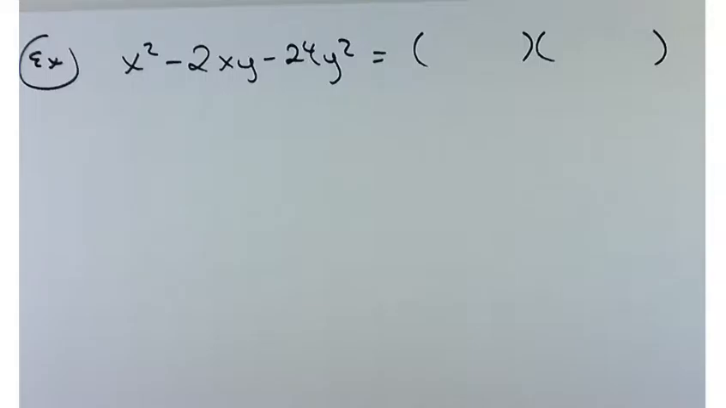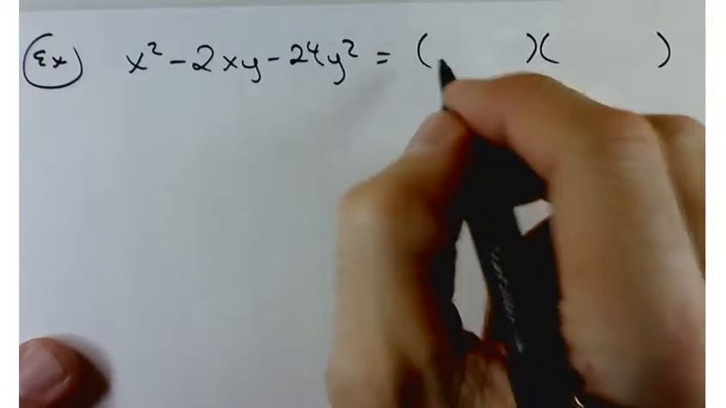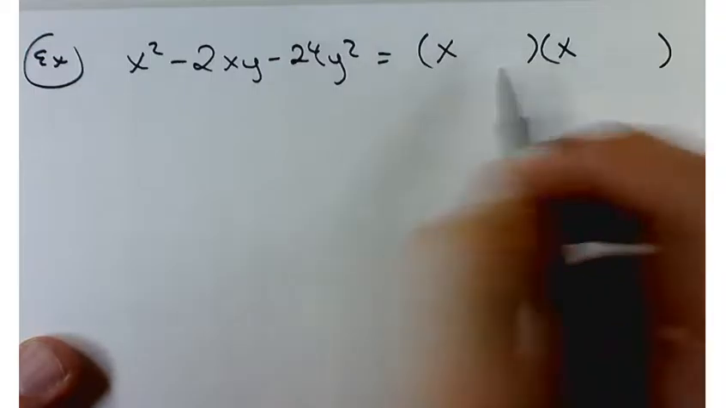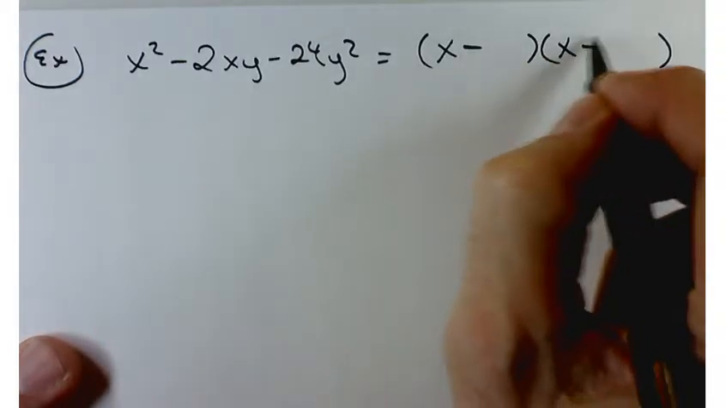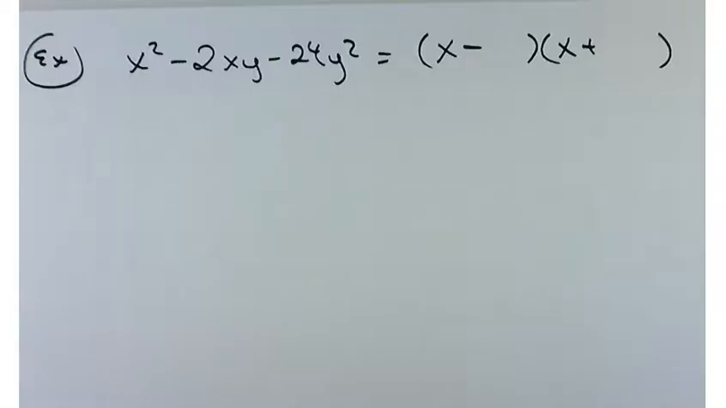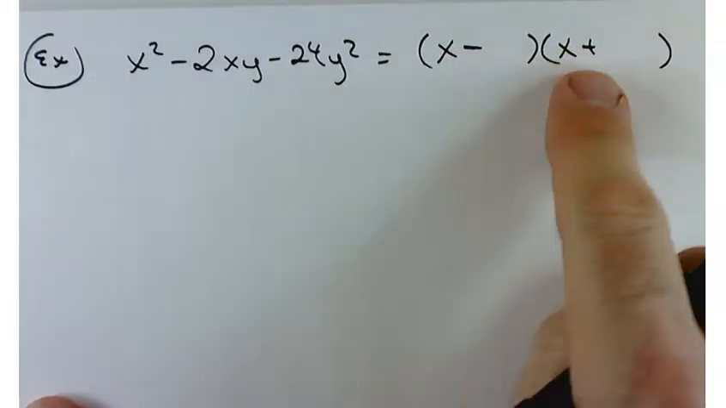Mariana, what should I start out with? What goes up front here? An X and an X. How about the signs involved? What 2 signs should I use? Good, a negative and positive. This last term is negative. The only way you're going to get a negative is to multiply a negative times a positive, or you can do positive times a negative. Good.